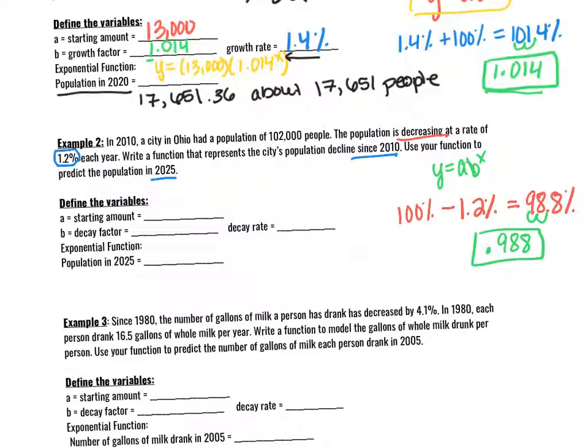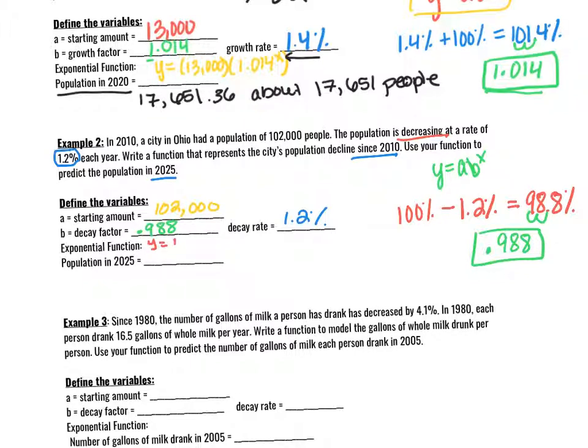Remember, if it's a decrease, we should have it be less than 1 because we don't want 100% of the population. We want less than 100% of the population. So this is actually our growth factor, 0.988, and our growth rate was the 1.2%. I'm sorry, our decay rate was the 1.2%. And just to fill in, our starting amount was 102,000. So let's write our function.